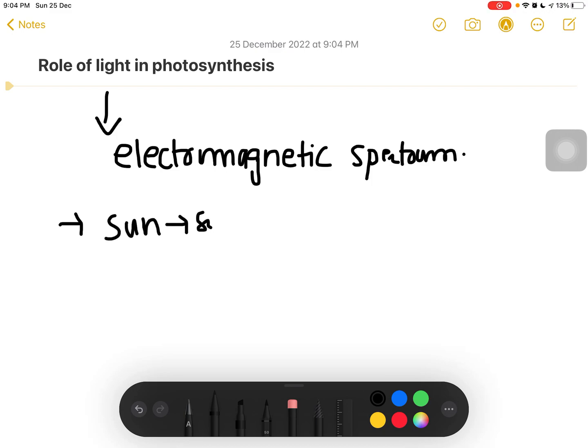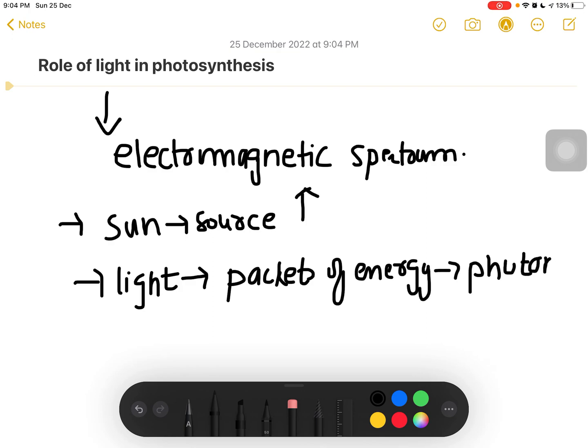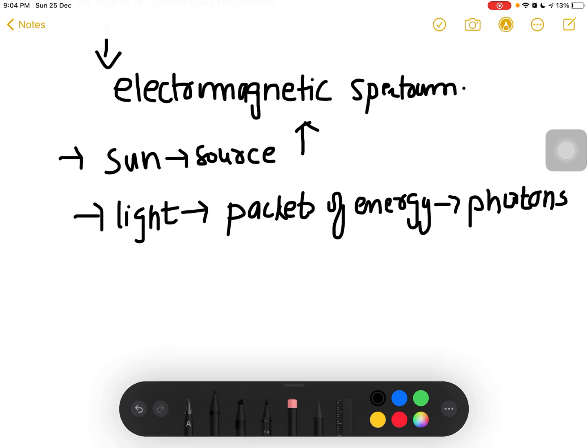So the sun is the source of the electromagnetic spectrum. Basically, in sunlight there are packets of energy, which are known as photons. Photons are the packets of energy. So the pigments which are present in photosystems absorb this electromagnetic spectrum. They absorb these photons.